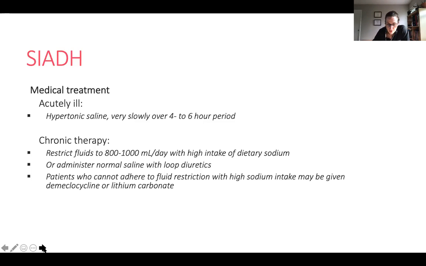They also can have loop diuretics administered if the sodium level is at least 125 milliequivalents per liter, because the diuretic will cause further loss of sodium. And then with the chronic therapy, you want to restrict their fluids and maintain high intake of sodium, or administer normal saline and loop diuretics. And if they can't adhere to a sodium restriction, they might have to get lithium carbonate. That medication blocks the effect of ADH on the renal tubules, and then they increase the water excretion, so they won't hold on to so much water.